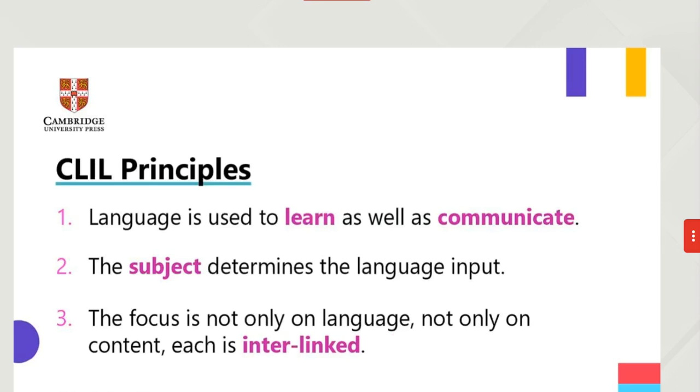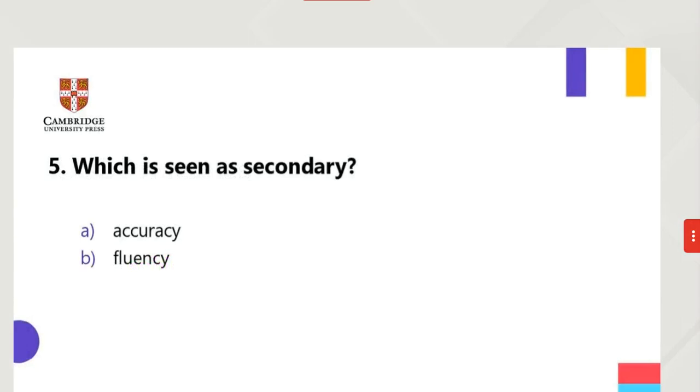Okay, so we're coming now to question number 4. Which is seen as secondary in a CLIL lesson? Accuracy or fluency? Which is seen as secondary? Yes, accuracy. Focus is fluency. So accuracy is actually secondary.